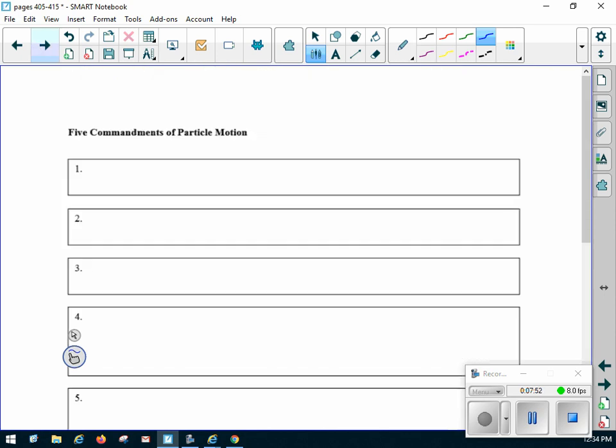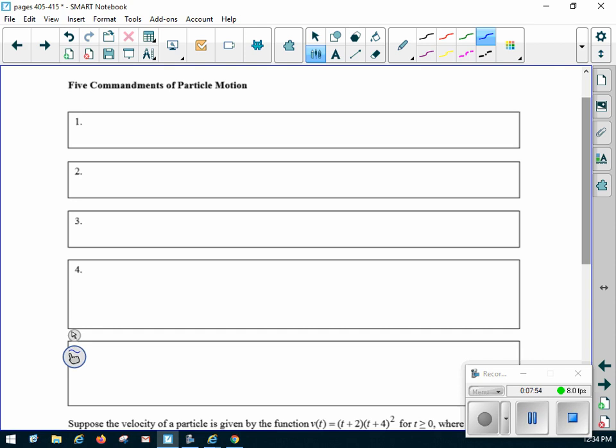Now, Sparks has 5 commandments of particle motion. Moses brought these down too. They were just behind the real important ones. Okay. Now, this is horizontal motion. Okay. He just had a third small tablet in his pocket.